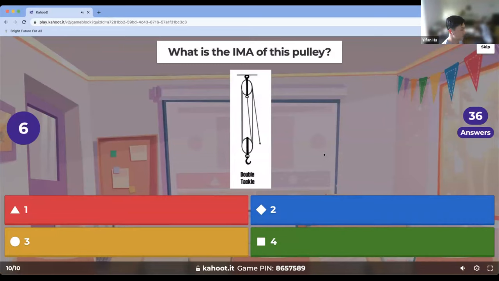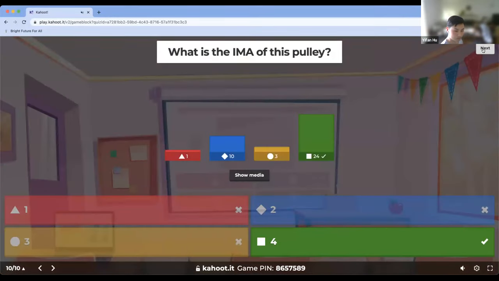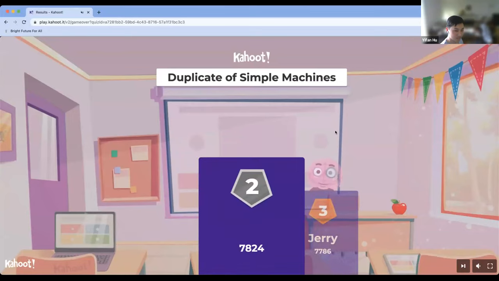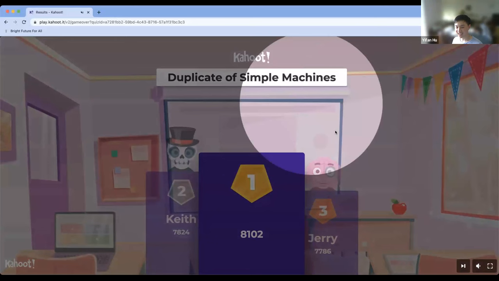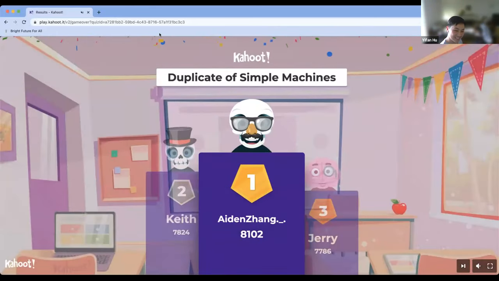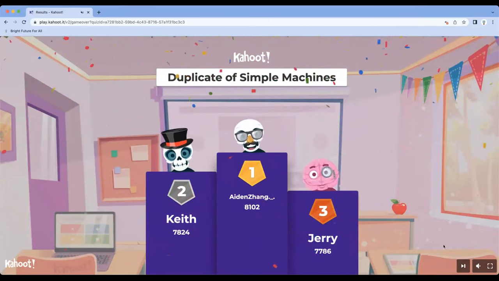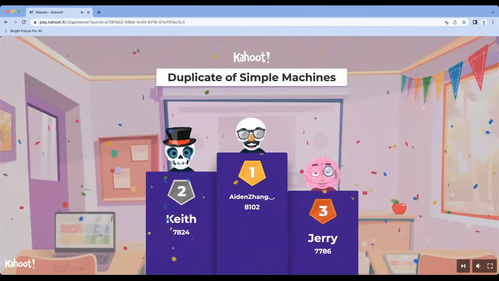This pulley was also featured in another question. Kahoot's kind of sad without the music. Yeah, I guarantee that for all future Kahoots, you will have the music. So, are we going to take our break? Let's do that. Okay, 10-minute break, come back at like 5:00.